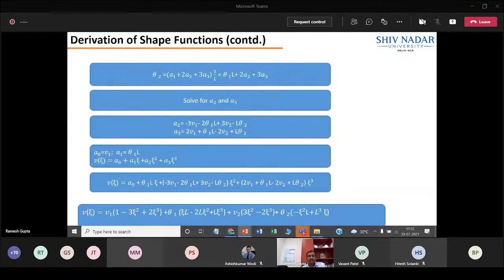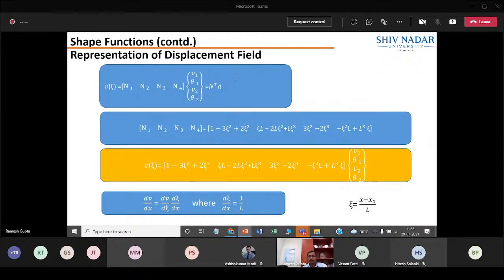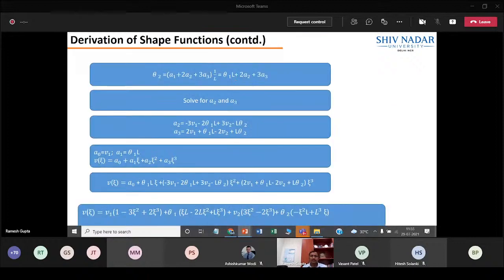Because of the limitation of time, I am not describing everything, but this is what the final form will look like. Initially you have the displacement field V, which is A0 plus A1 xi and so on. This can be represented as a function of the nodal displacements V1, theta 1, V2, theta 2. So, let's say this is my element, and this is V1, this is V2, this is theta 1, this is theta 2.